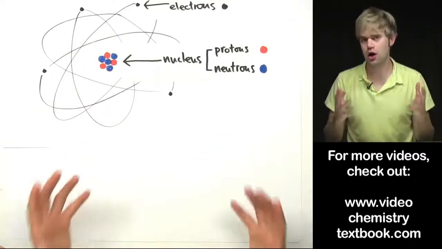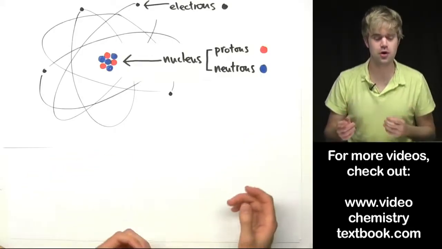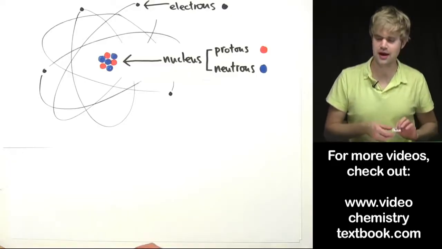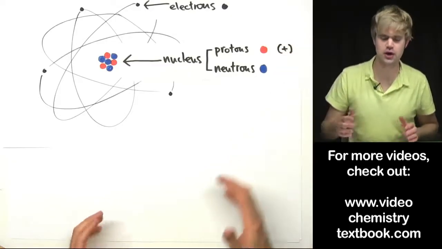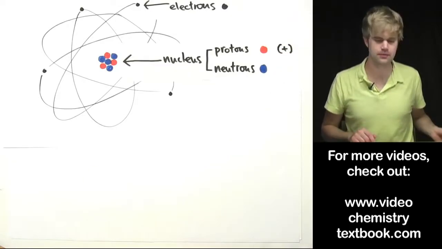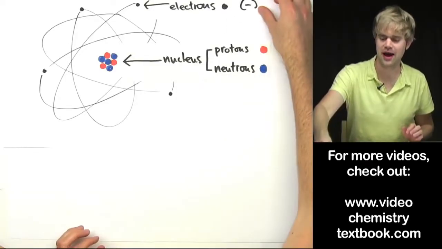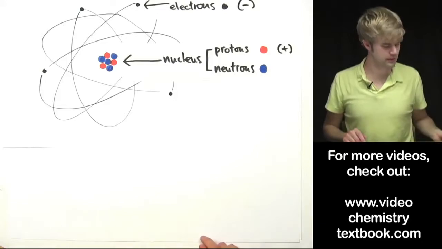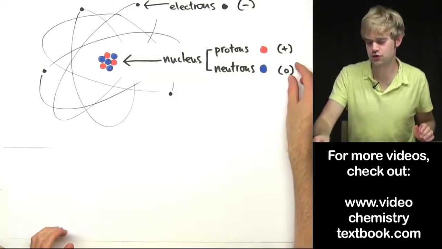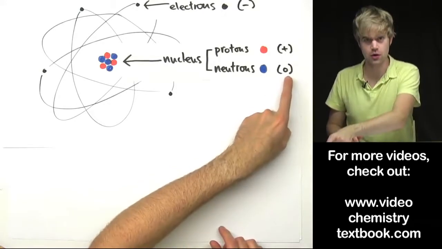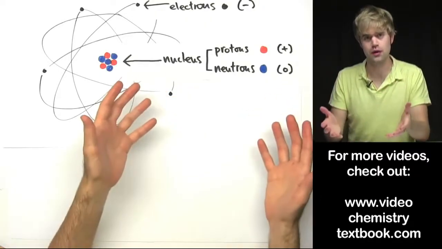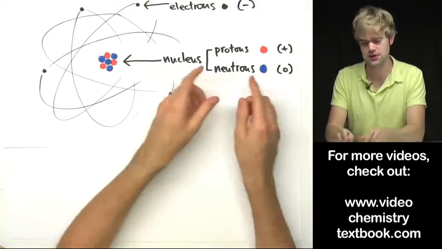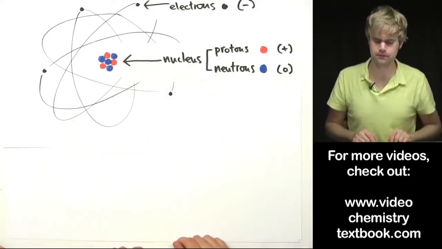Now, electric charge is very important when we're talking about atoms for a number of reasons. Protons have a positive charge. A proton has a charge of 1+. Electrons, on the other hand, have a negative charge. One electron has a charge of 1-. Now, neutrons, they don't have an electric charge at all. They have a charge of 0. And neutral is a word that we use to refer to something that doesn't have a charge. So neutrons sounds a lot like neutral.